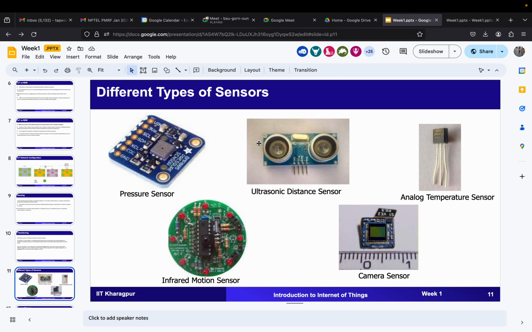Now these pictures are different kinds of sensors. The first one is a pressure sensor, second is an ultrasonic distance sensor, third is an analog temperature sensor, then an infrared motion sensor, then a camera sensor. In your exam you can get a question where you are given a picture and you have to identify which kind of sensor it is. So you should know which picture belongs to which sensor.